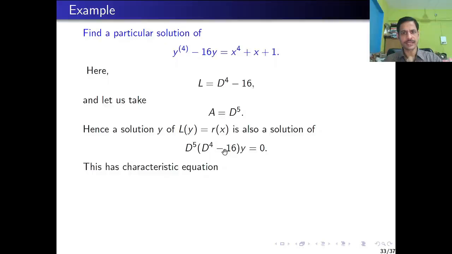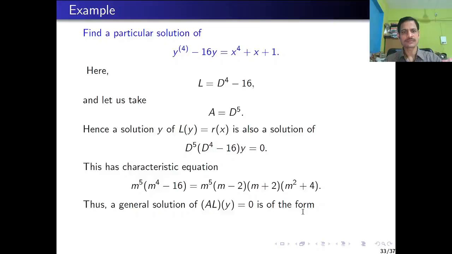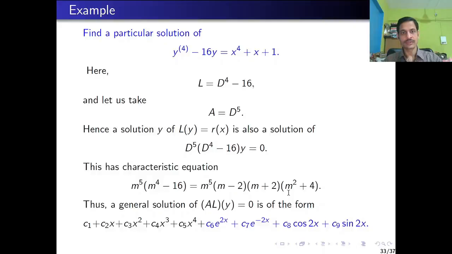Now this combined ALy equal to 0 has a characteristic equation, namely m raised to 5 times (m raised to 4 minus 16), which can be factorized as m raised to 5 times (m minus 2)(m plus 2)(m square plus 4). Once you factorize like this, consider the general solution of this homogeneous equation, namely ALy equal to 0. This is a homogeneous equation because here R(x) is 0 for ALy. So Ly equal to R(x) is not homogeneous, but ALy is homogeneous. Note that this is different from Ly equal to 0. ALy equal to 0 is a new homogeneous equation, and the general solution for that can be obtained by looking at the roots of the characteristic equation.